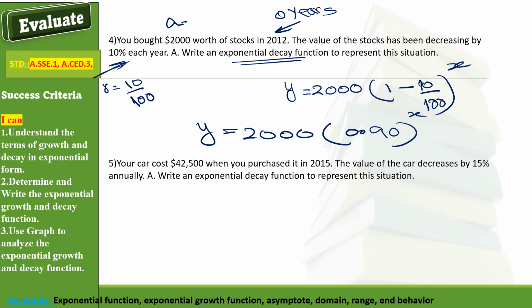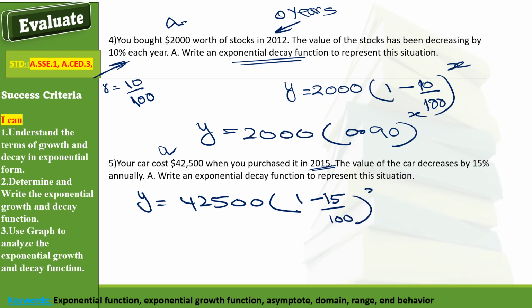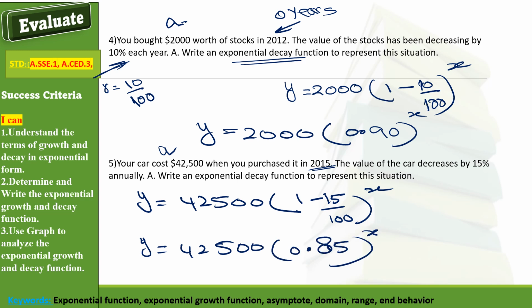Next question, your car cost 42,500, which means a equals 42,500, when you purchased it in 2015, so it is the starting point or year 0. The value of the car decreases, it means 1 minus, by 15%, which means r is 15%, so I have to interpret it as 15 over 100 whole to the power of x. Now if I write in the calculator 1 minus 15 over 100, it gives me 0.85 whole to the power of x.